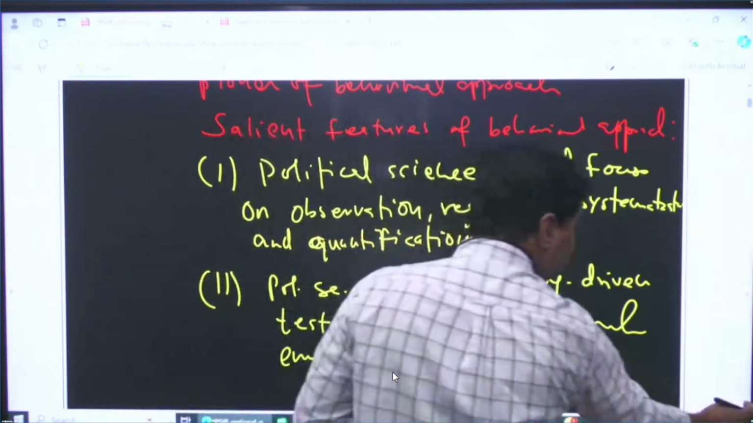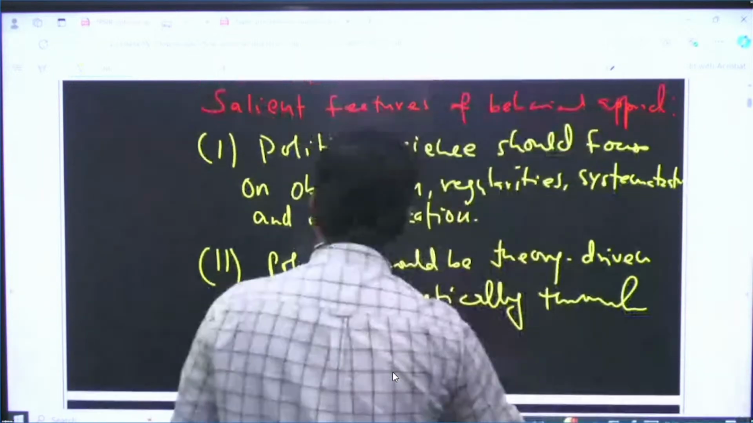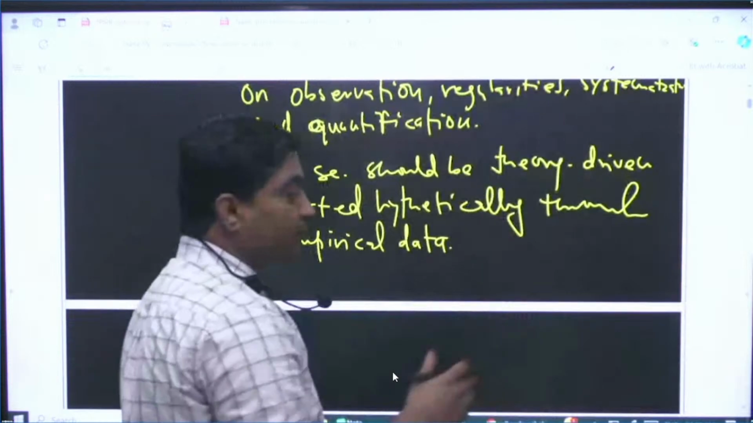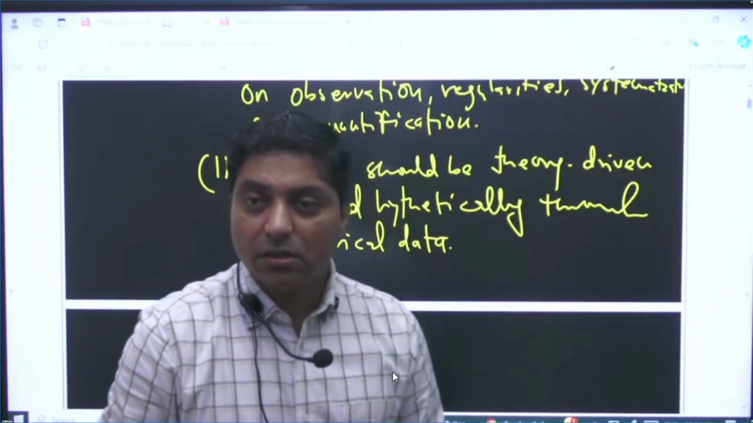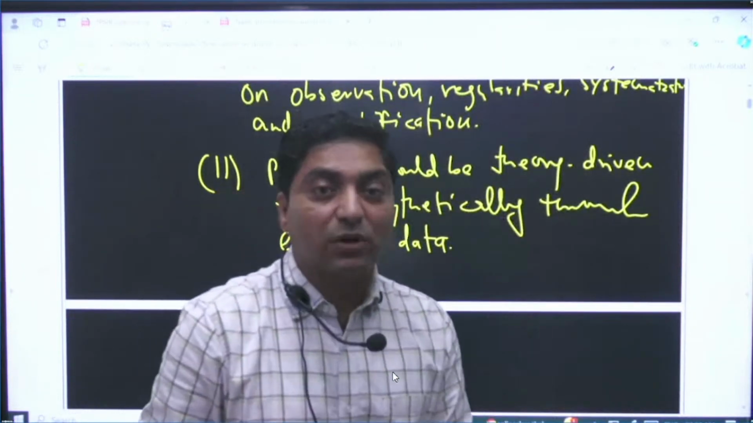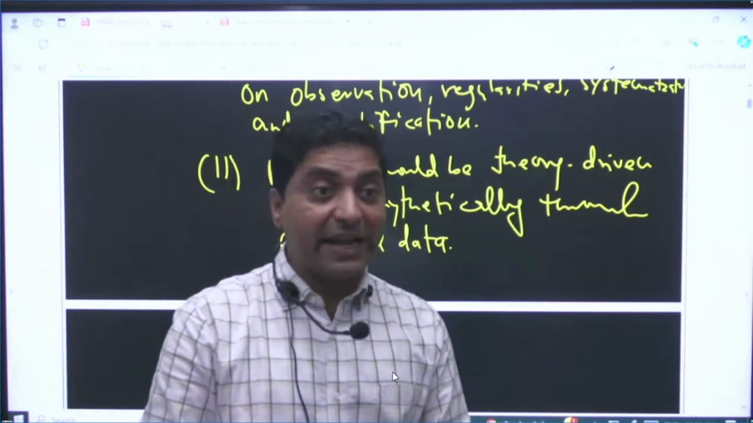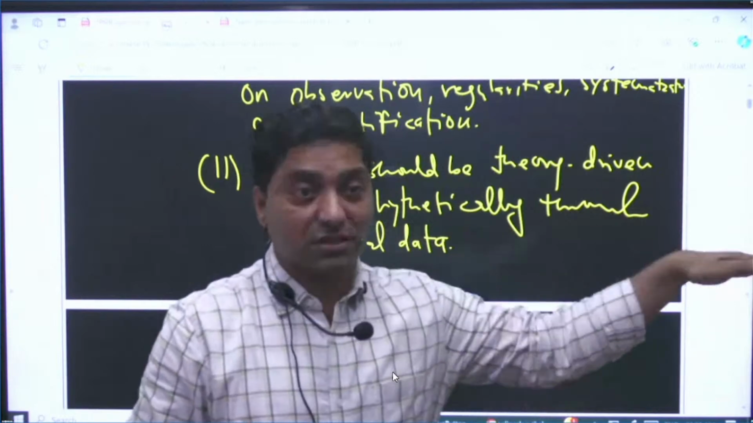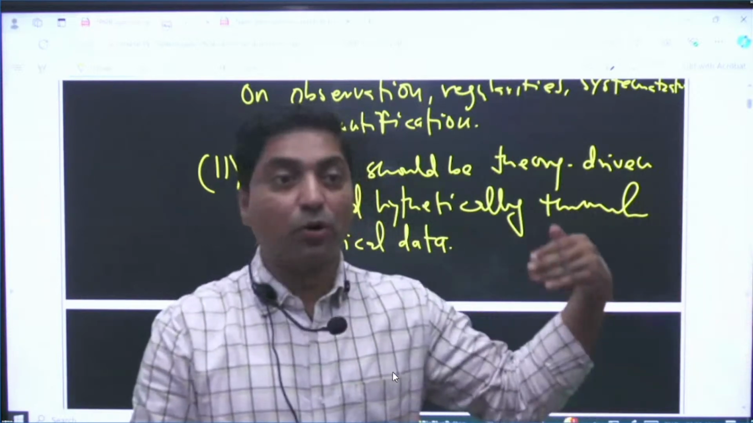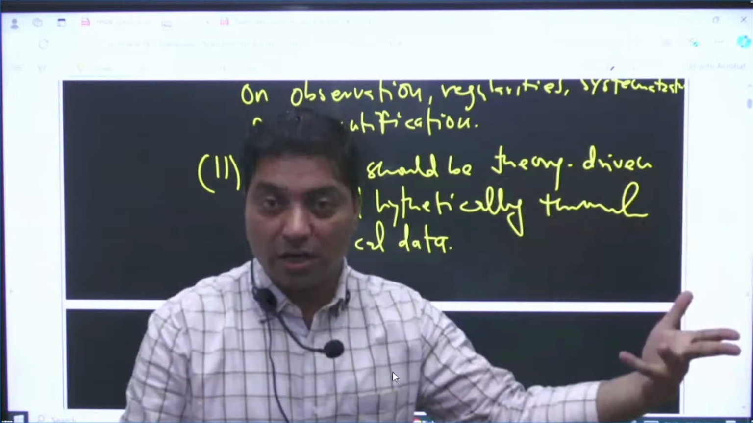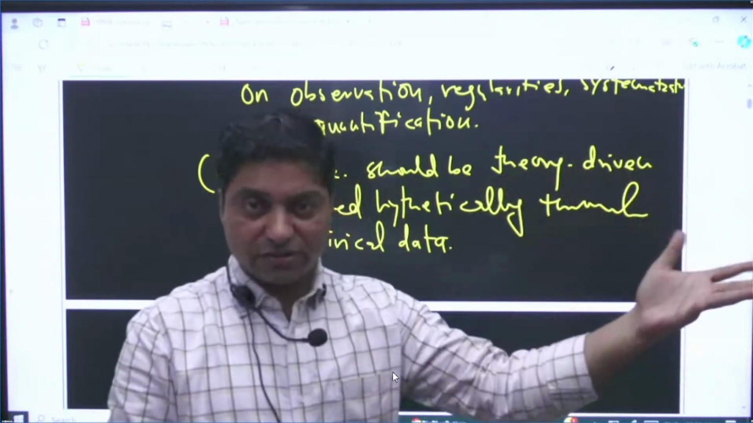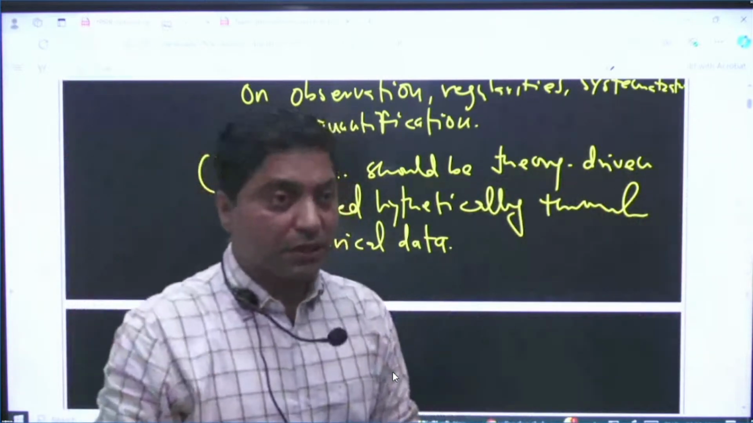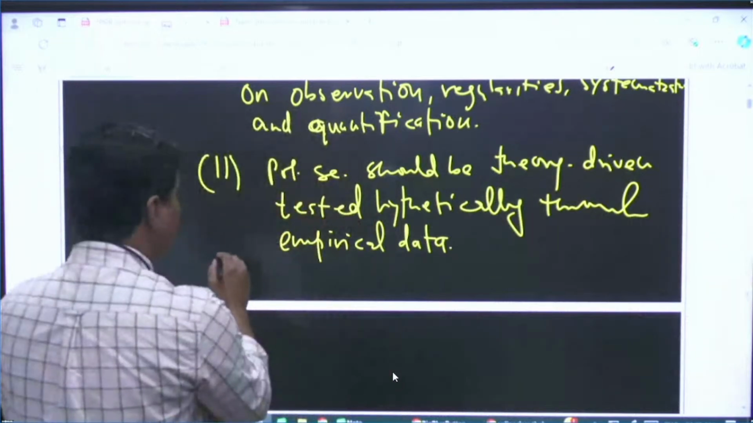Now, third is that political science focuses not only on analysis, but also on prediction. For example, science not only explains natural phenomena, it also focuses on predictions about earthquakes, floods, or the stars and moon.